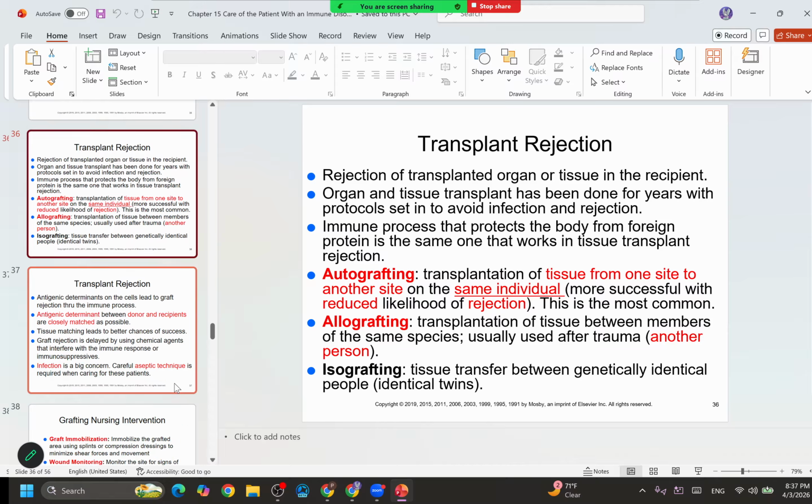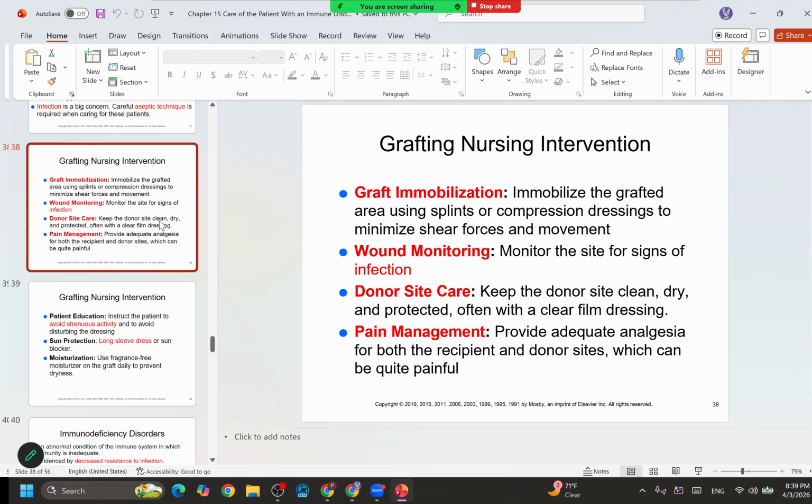All right. Another thing is wound monitoring. Well, it's a wound, so we need to monitor for symptoms of infection. Of course, the donor donates the tissue. Donor site care is also very important, because when they donate tissue, there is also going to be a surgical wound there, okay? Clean dressing and pain management. So it's going to be painful. That's why it doesn't matter whether it's the donor or the receiver. Even the donor who donates the tissue has a surgical site. That's why we also need to offer both of them pain medication.